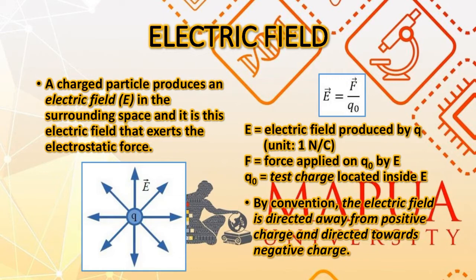The electric field is a vector quantity and the force that it will apply will either be in the same direction as the electric field or it will be in the opposite direction. It will all depend upon the polarity of test charge q naught as you can see from the equation. E is equal to F over q naught. If q naught is positive, E and F will have the same direction. And if q naught is negative, E and F will have opposite direction.